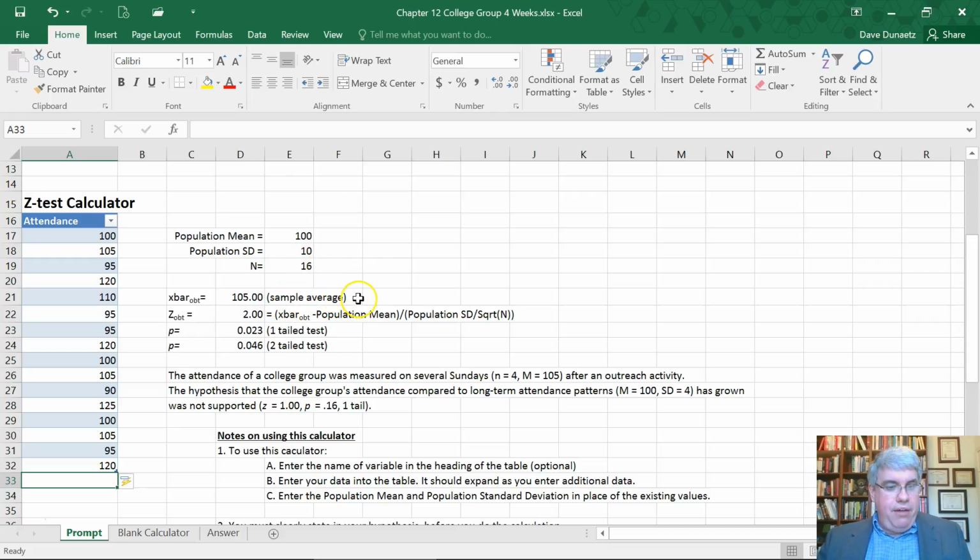interesting that the average is still 105. That's the same thing it was after 4 weeks. Now after 16 weeks, we still have 105. The population mean and the standard deviation has not changed. It's still the same.